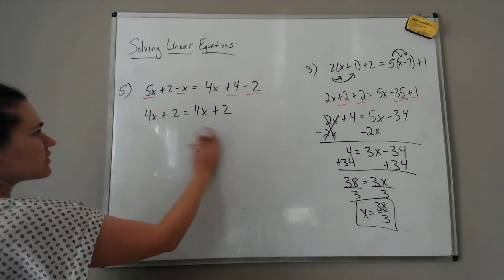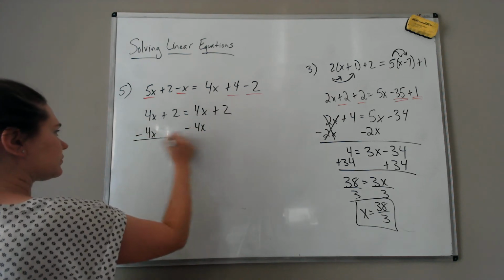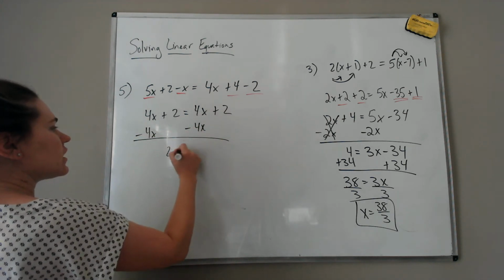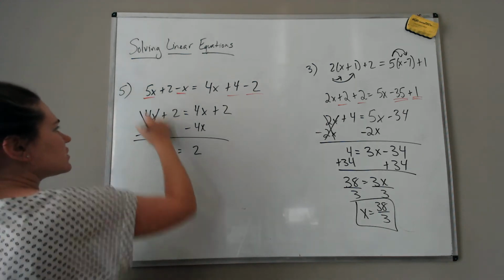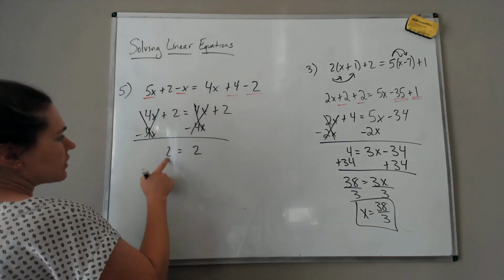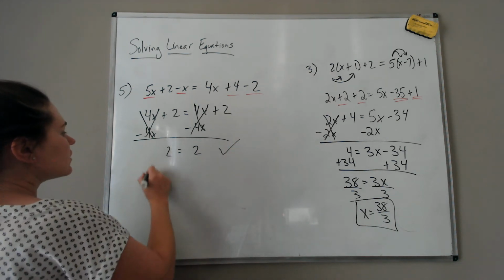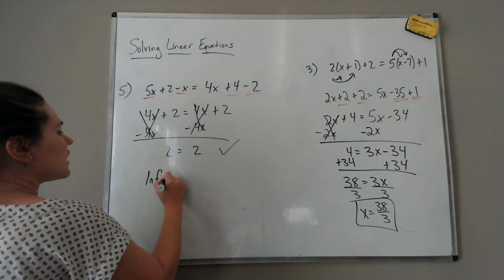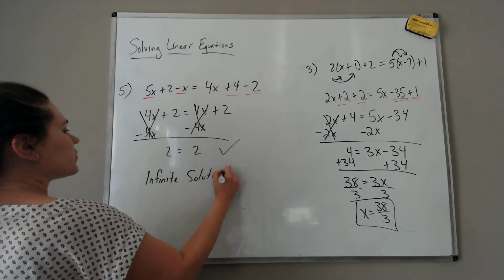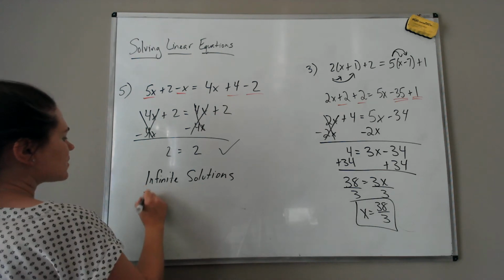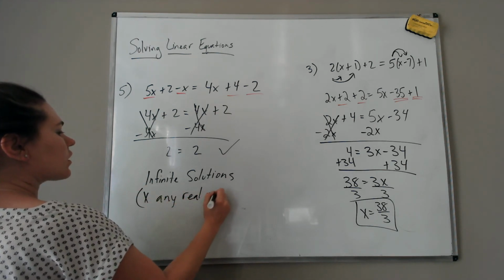Okay, we don't want x on the same side. Okay, that's going to give us 2 equals 2. So the x's cancel out. We're left with a constant equals a constant, but they're the same. Okay, this is when you have infinite solutions. So what that means is x can be any real number, and this will work.